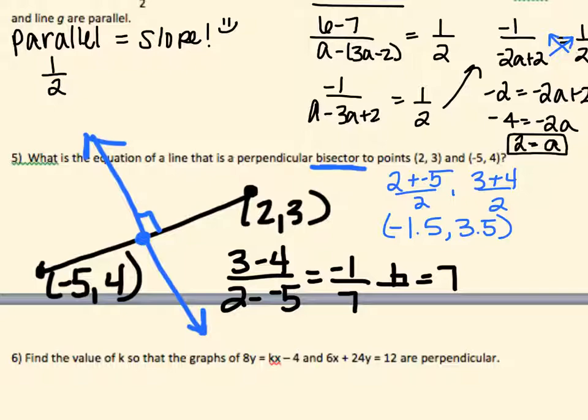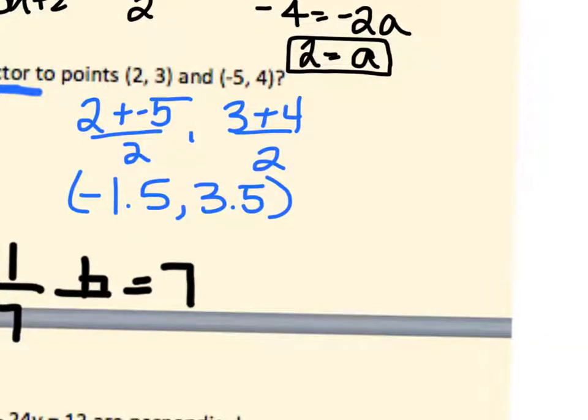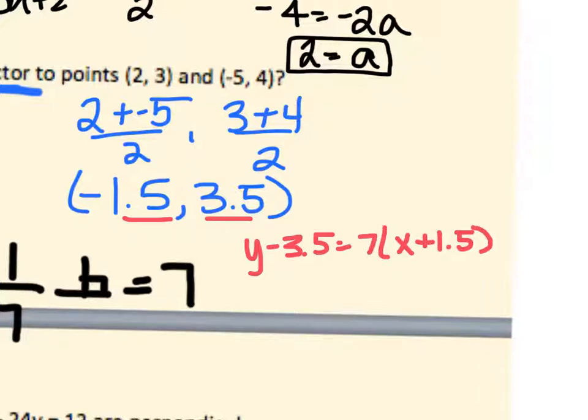So again, since it doesn't say what form to leave it in, I'm just going to leave it in point slope form, especially because I've got decimals here. And there's your answer.